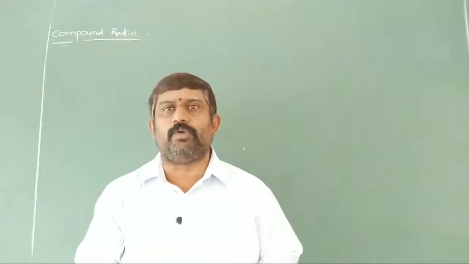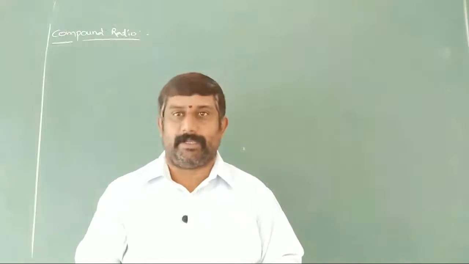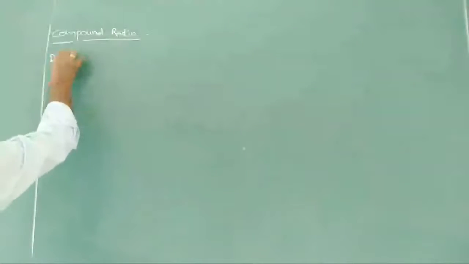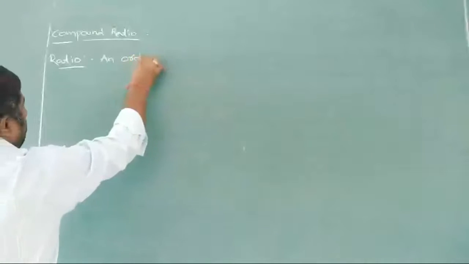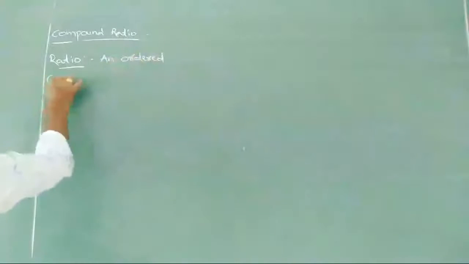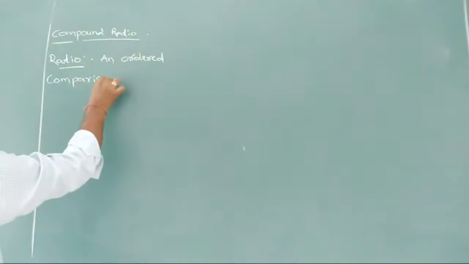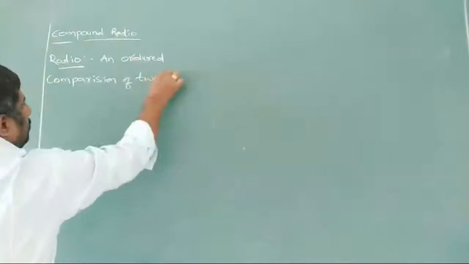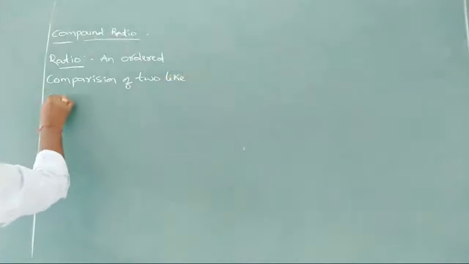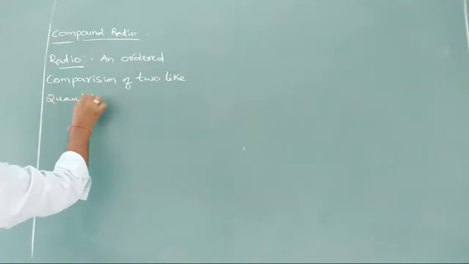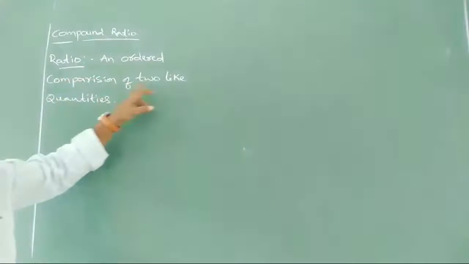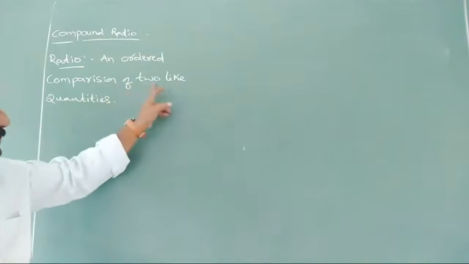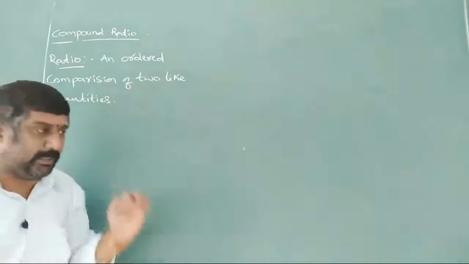And how should those quantities be? Those should be like quantities. So what is the definition of ratio we can write here? Ratio is nothing but an ordered comparison of two like quantities. Sir, here we are mentioning two like quantities. Why are we mentioning two like quantities?